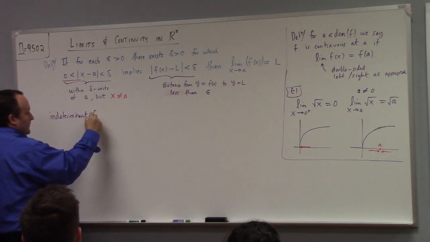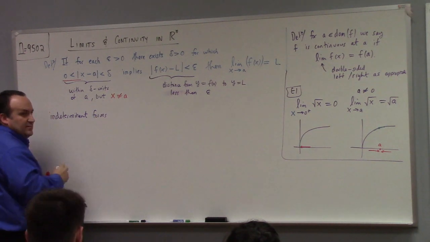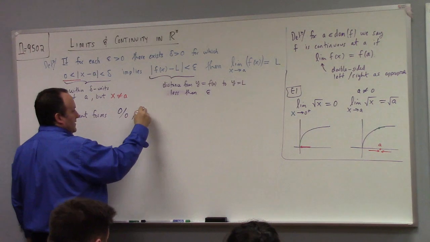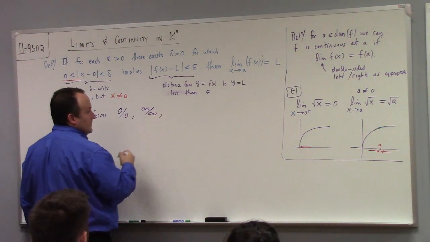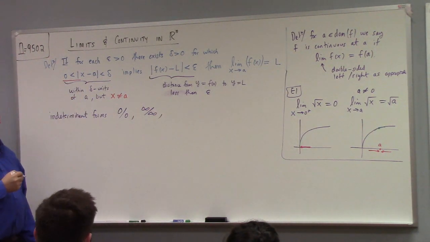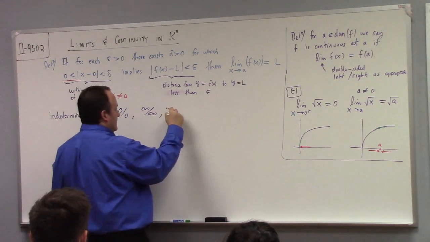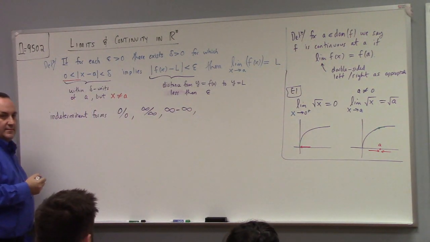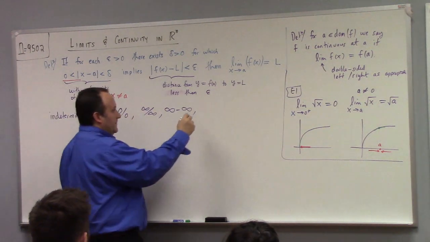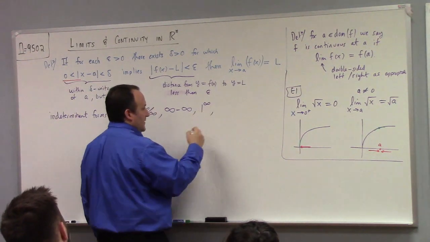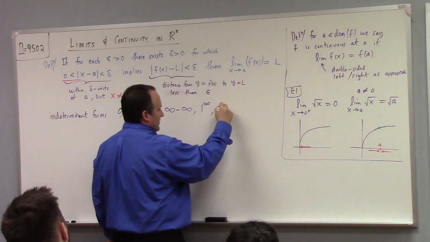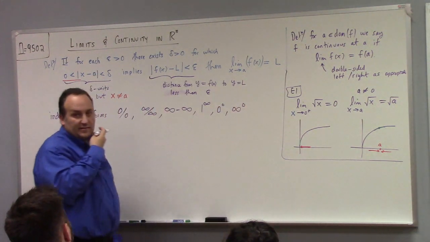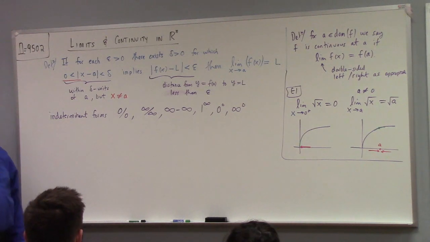What were the indeterminate forms? Do you guys remember? There's like seven of them. 0 over 0, infinity over infinity, infinity minus infinity. Very good. What's the other indeterminate type? 1 to the infinity. 0 to the 0. Yeah. Infinity to the 0. Right? What else?